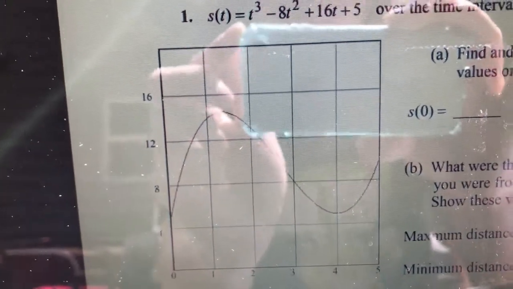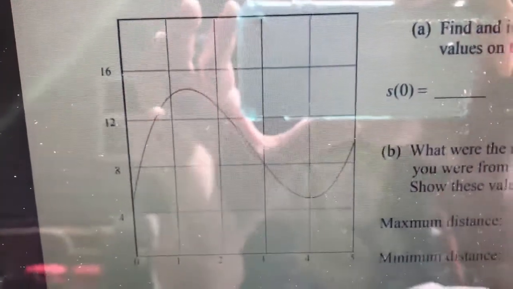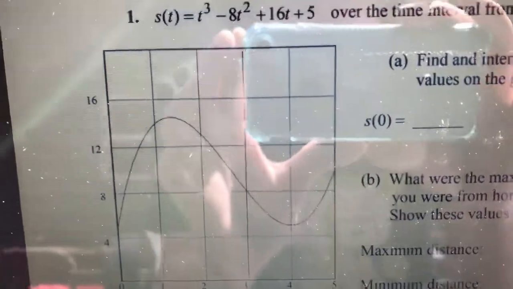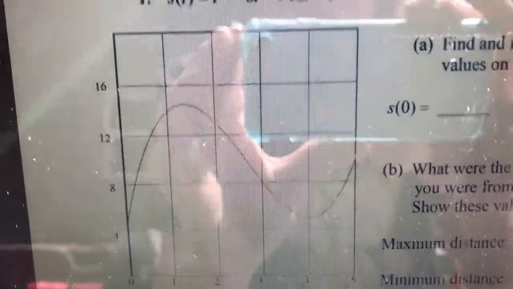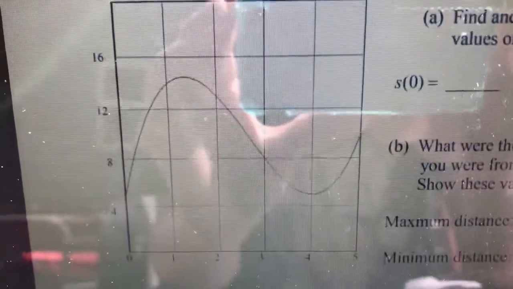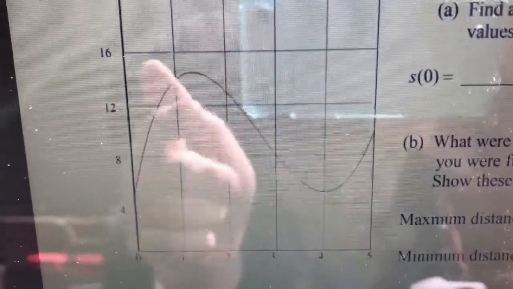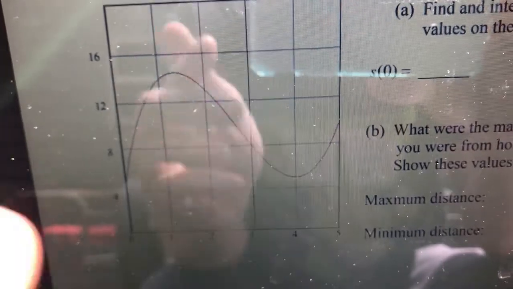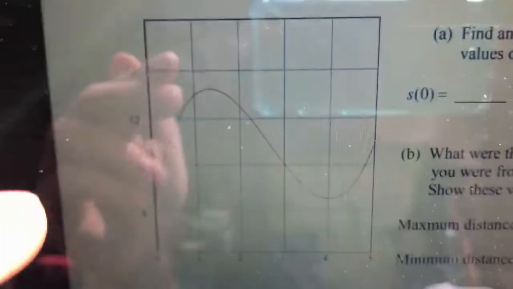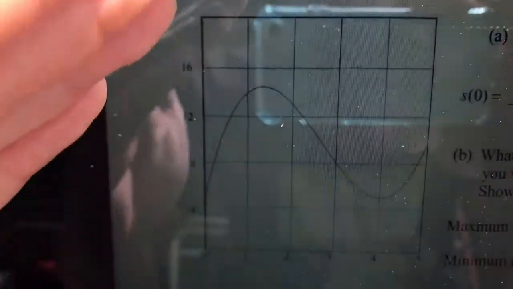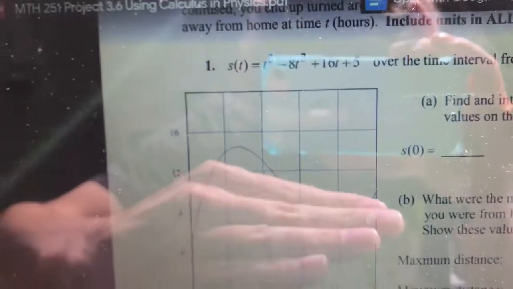From v of 0, this is s of t, but we're looking at velocity. So from v of 0 till v of 3, although the velocity is positive over here, it's decreasing towards 0, it continues to decrease, and then at the point v of 3, we begin to re-increase.